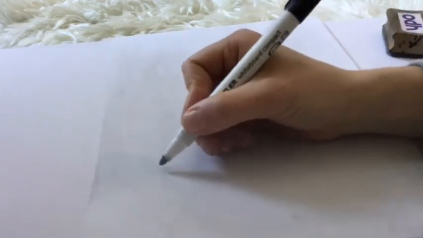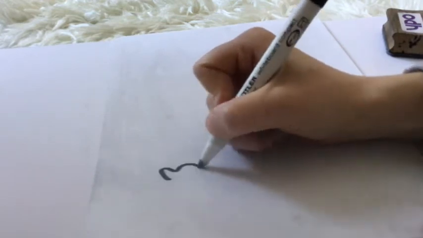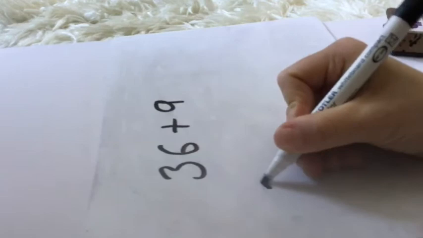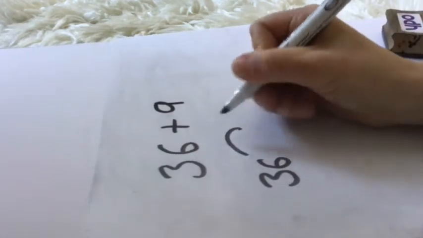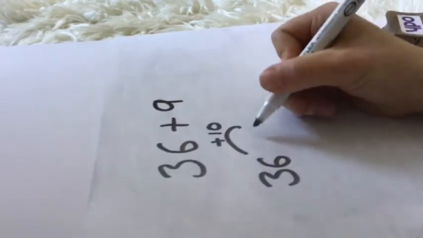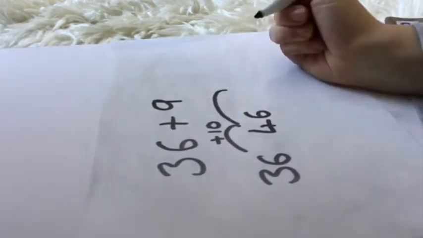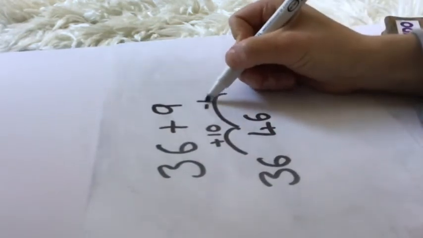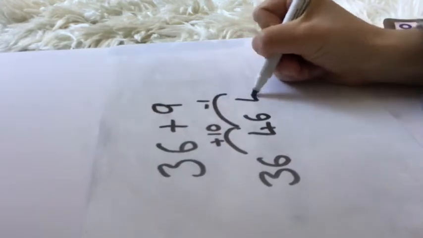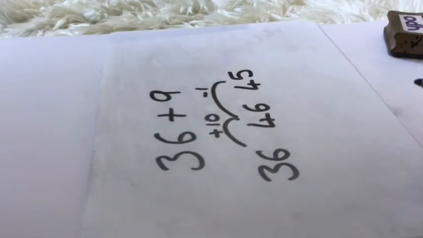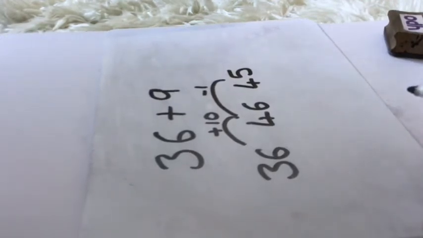If we had the number 36 add 9, we could do 36. We could add 10 instead, which we know is 46. Now we've added 1 too many, so we need to take that away to get us the final answer. So 46 take away 1 is 45. So 36 add 9 is 45. That is much, much quicker than counting on adding 9.